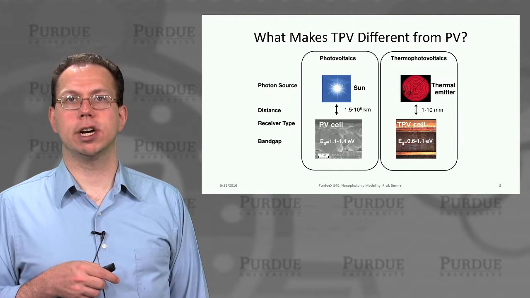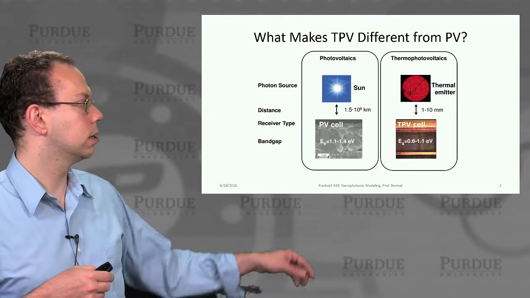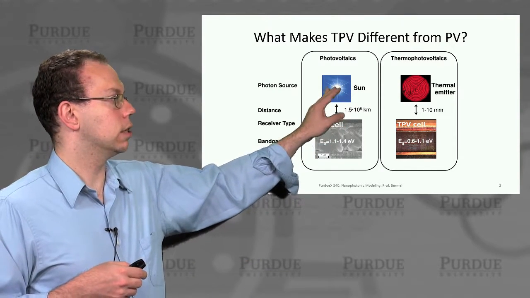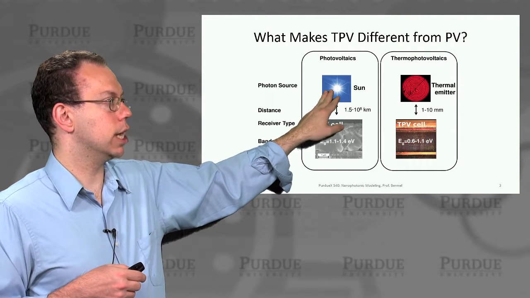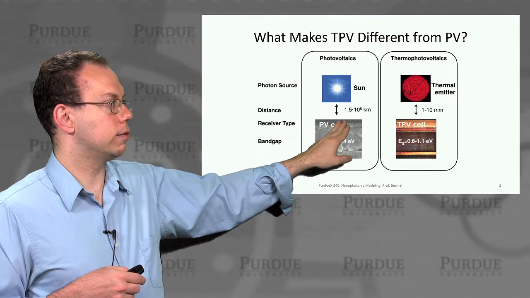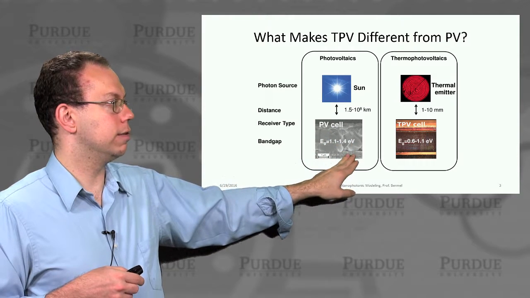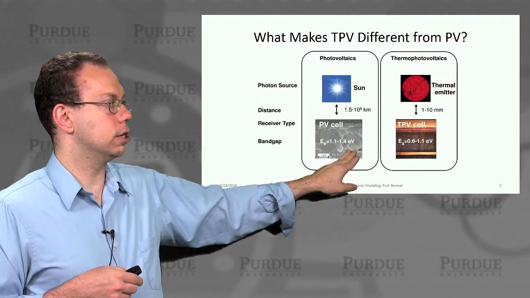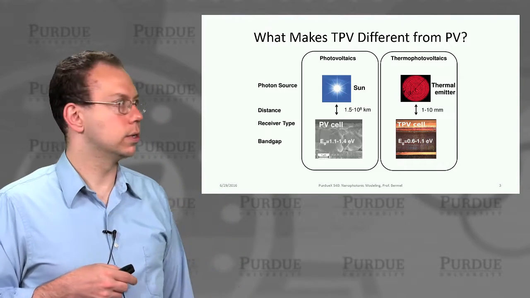And so what is different about thermophotovoltaics compared to photovoltaics? This is just a brief summary of the key differences. So, of course, as you know, the photon source in photovoltaics would be the sun, which travels over 1 astronomical unit, which is about 150 million kilometers, into your PV cell. And the PV cell usually has a band gap, usually a little over 1 electron volt.